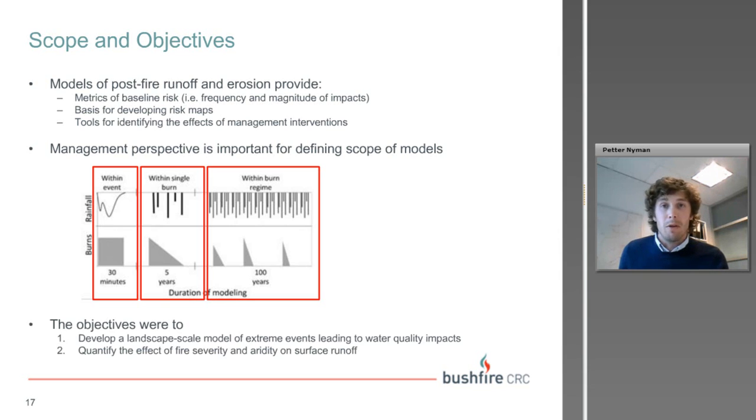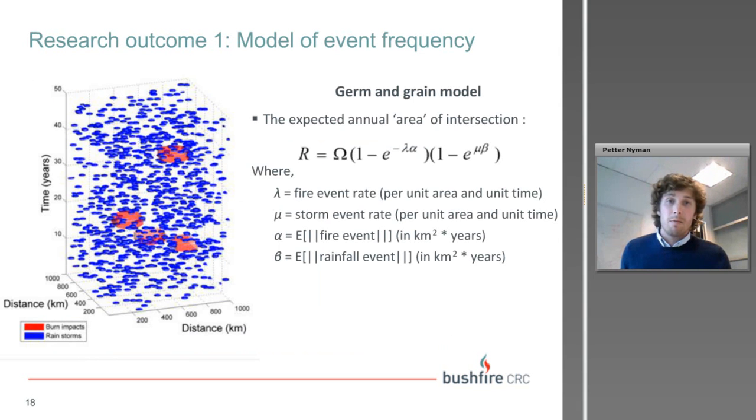So in our research, we set out to explore or develop models for incorporating these fire and rainfall regime parameters into measures of risk, and then follow up with more experimental work to look at how fire severity and aridity act as landscape filters in determining how the interaction between fire and rainfall regimes translates to erosion. So this first research outcome is related to the model development.